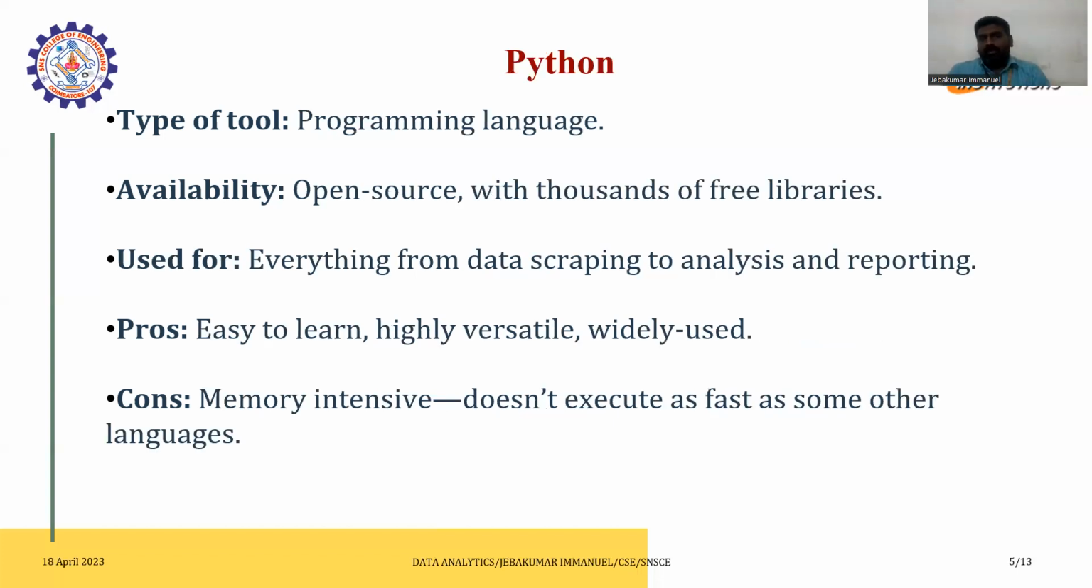The second tool is Python, a kind of programming language. The major potential is that it is open source. A huge number of libraries are available in this programming language. Python may help to improve your data analytics experience with different libraries. It is used for everything from data scraping to analysis and also reporting. It includes different types of analysis for report generation.